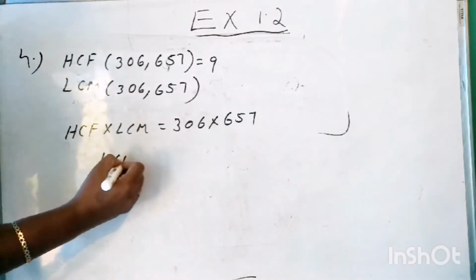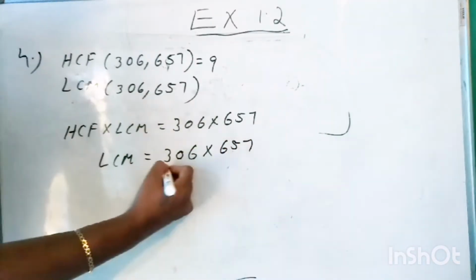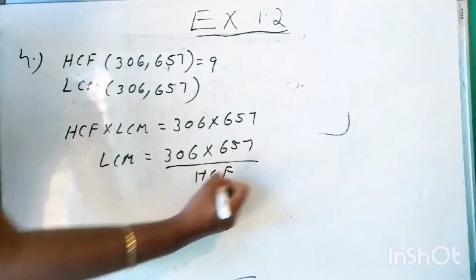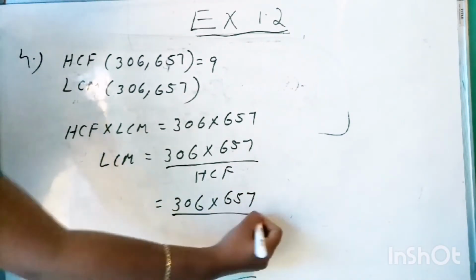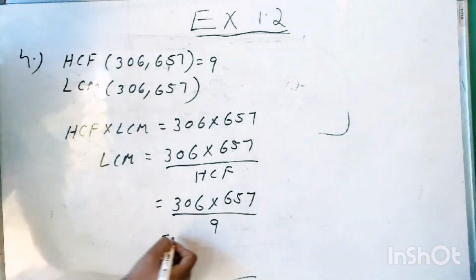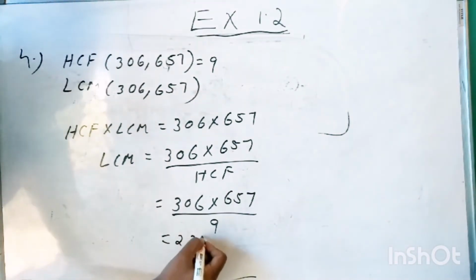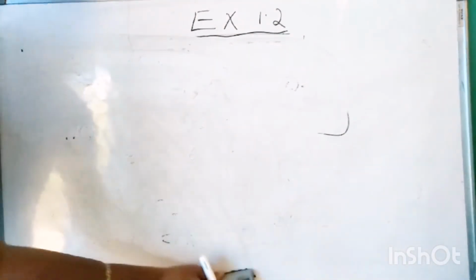So LCM is equal to 306 into 657 divided by HCF, that is 306 into 657 divided by 9, that is equal to 22338. Okay, this is the LCM of 306 and 657.